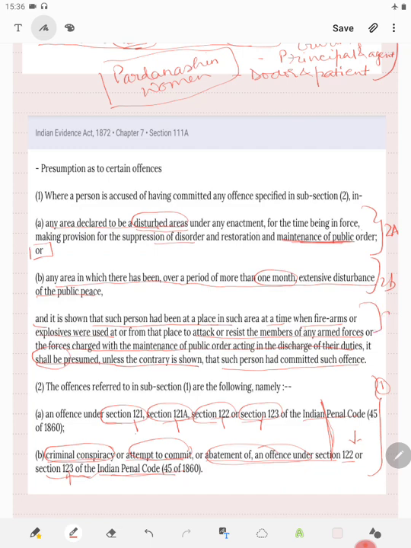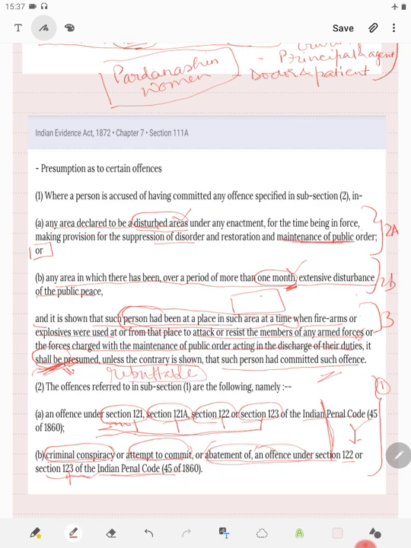So three things should be there. One, certain specified offenses, that is, offenses against the state under Sections 121, 122, 123, or their conspiracy, attempt or abetment. Two, it should be in a disturbed area or an area where public peace has been extensively disturbed for more than one month. Three, firearms should be used to resist or attack armed forces who are trying to maintain public peace in that area. Then, if any person is shown to be in that area at that time, a presumption will be raised that he has committed such offense. However, it is 'shall', that is, the court has no discretion. The court will have to presume it, yet it is rebuttable in nature.